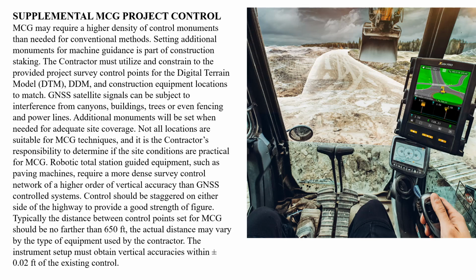Control should be staggered on either side of the highway to provide a good strength of vision. Typically, the distance between control points set for MCG should be no farther than 650 feet. The actual distance may vary by the type of equipment used by the constructor. The instrument setup must obtain vertical accuracies within plus minus 0.02 feet of the existing control.